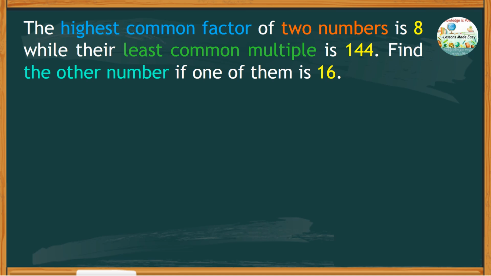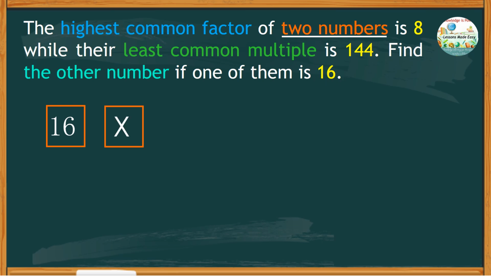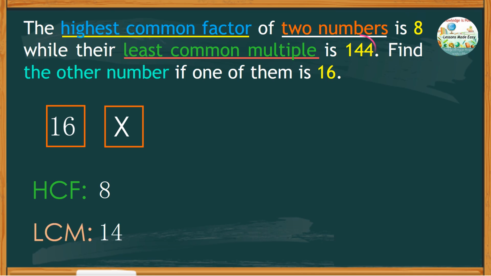Let's take a look at the given problem and analyze the given information. The problem states that there are two numbers. One of them is 16 and the other is unknown. Let the unknown number be x. The highest common factor of these two numbers is also given, which is 8, as well as the least common multiple, which is 144. So how do we solve for the value of x?